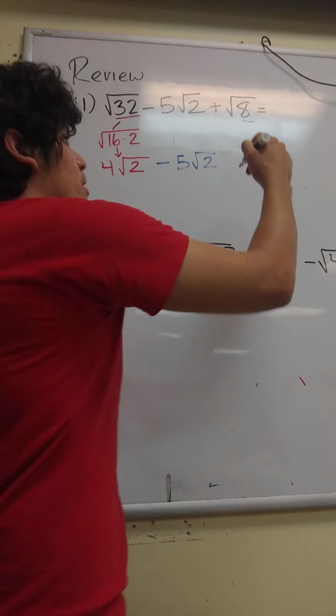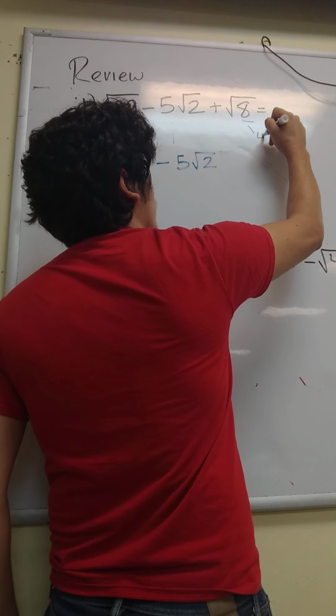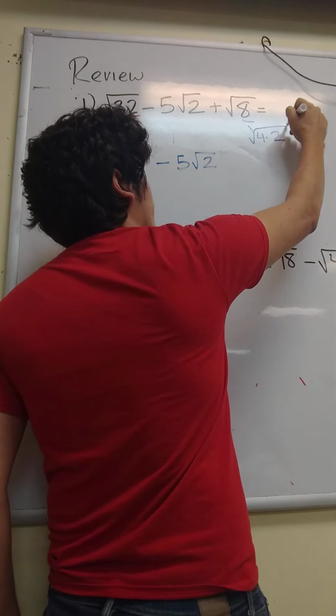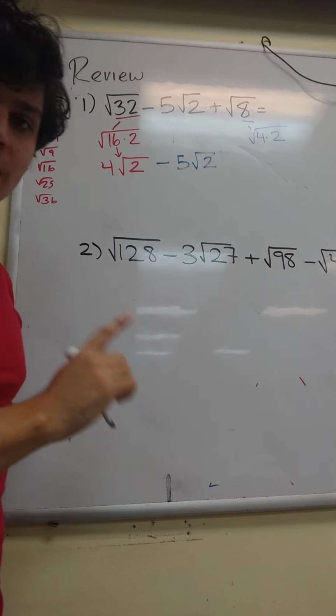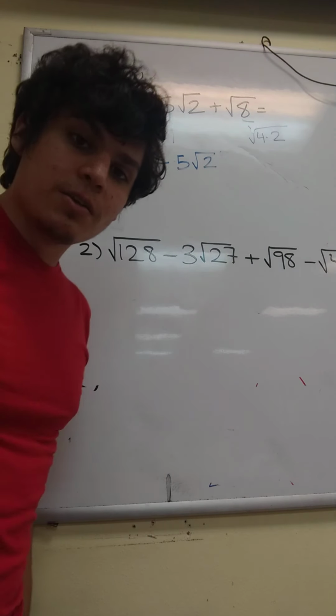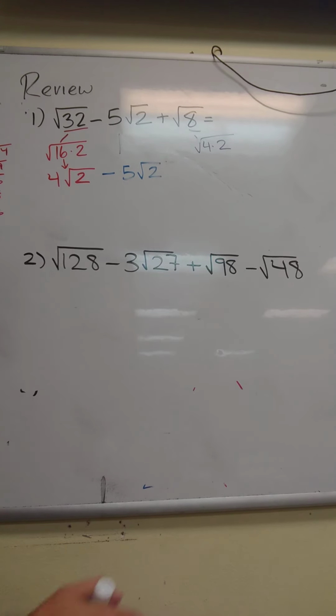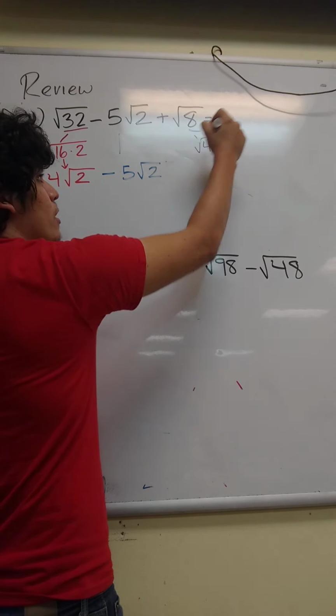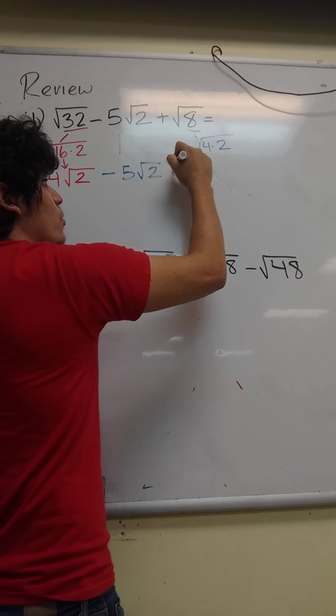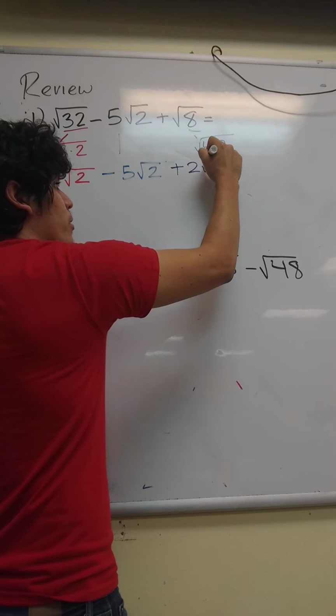8 can be broken down into 2 times 4. And you know that 4, again, is a nice square root, right? So what is the square root of 4? I know there's a little glare there, I apologize. But the square root of 4 is just 2. So this guy turns into 2 square root of 2.